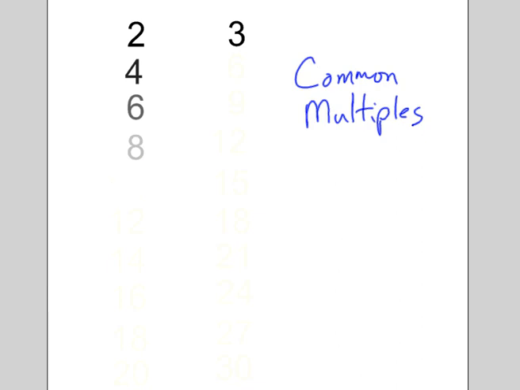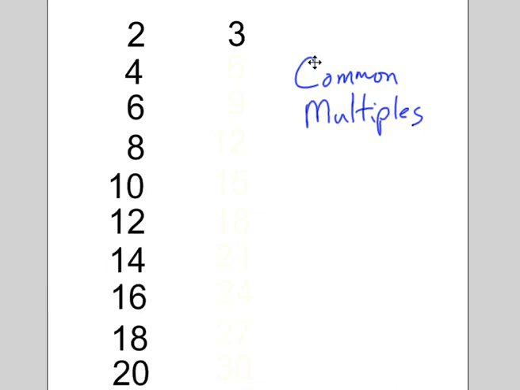To do a review of the lowest common multiple, you have to remember how to find common multiples. Common multiples are simply multiples of a number that two numbers have in common. So 2 has a bunch of multiples, and you just count by 2. So 2, 4, 6, 8, 10, 12, 14, 16, 18, and 20. These are multiples of 2.